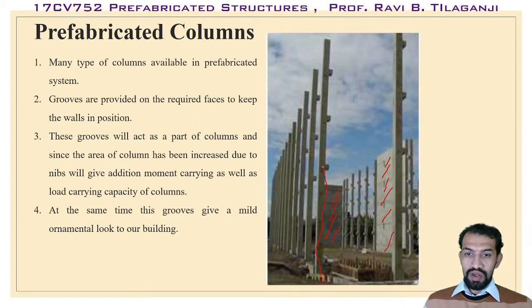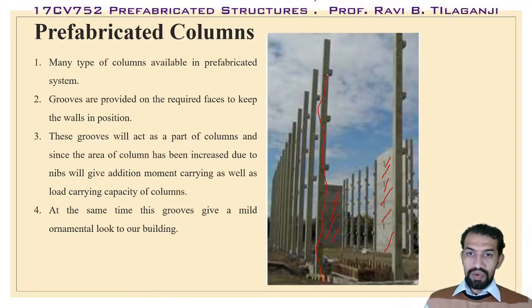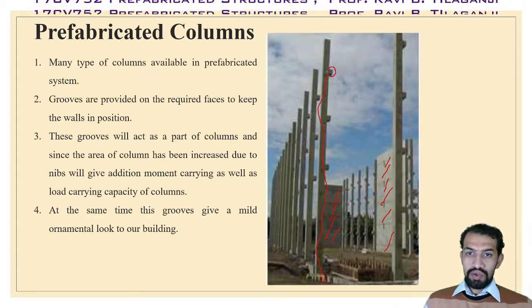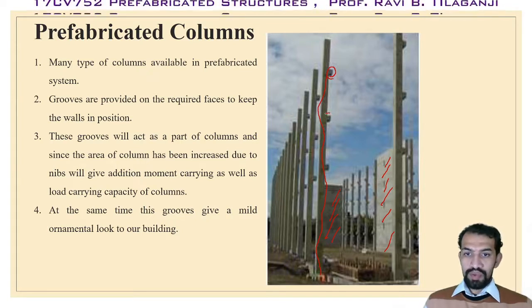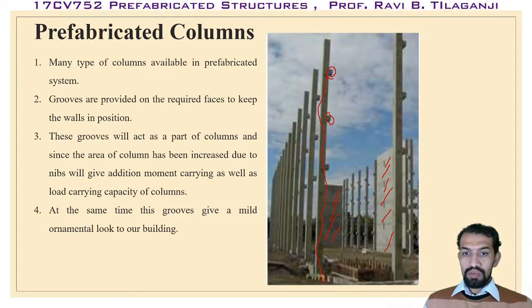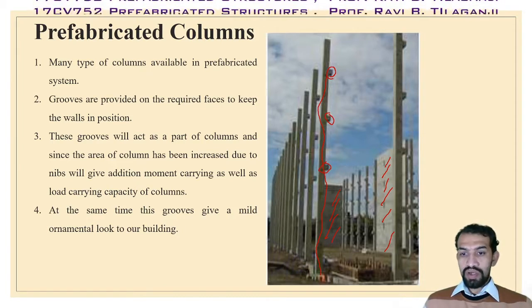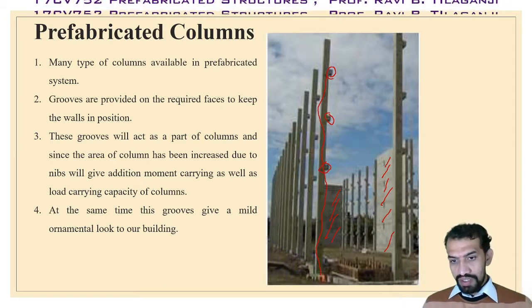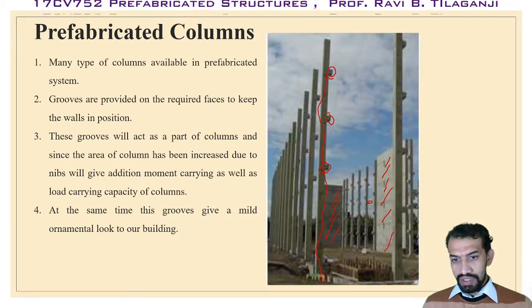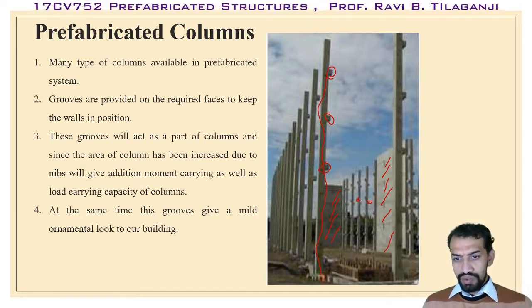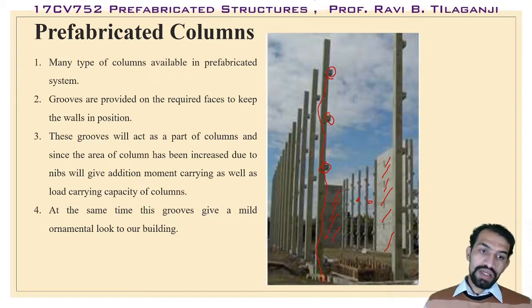So columns will support the beams. This is the support which will be used as the beam support in both directions. It may be in the longitudinal section or in the horizontal section. So here we can see this is one joint and this is another joint. So two joints are able to make these connections.